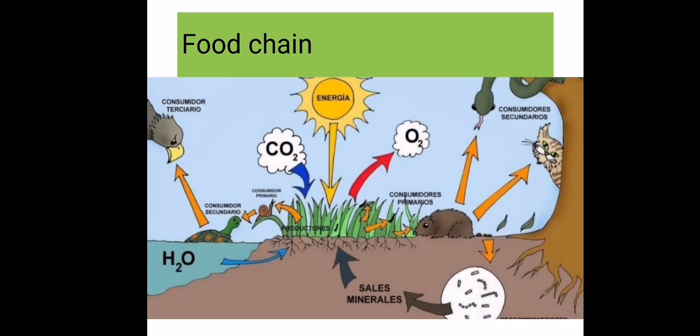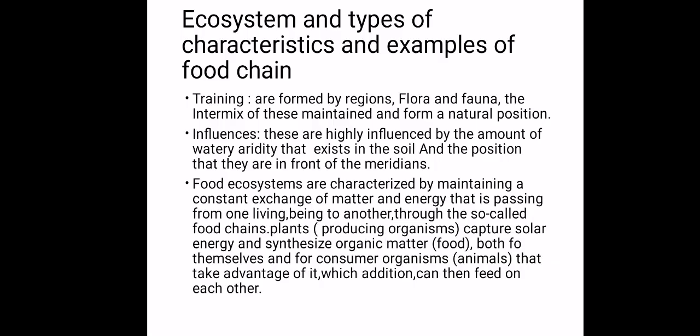Example of food chain. Ecosystems are formed by regions, flora and fauna. The intermix of these maintained and form a natural composition. Flora refers to all plant life and fauna refers to all animal life. Fauna cannot produce their own food so they depend upon the flora for their food.